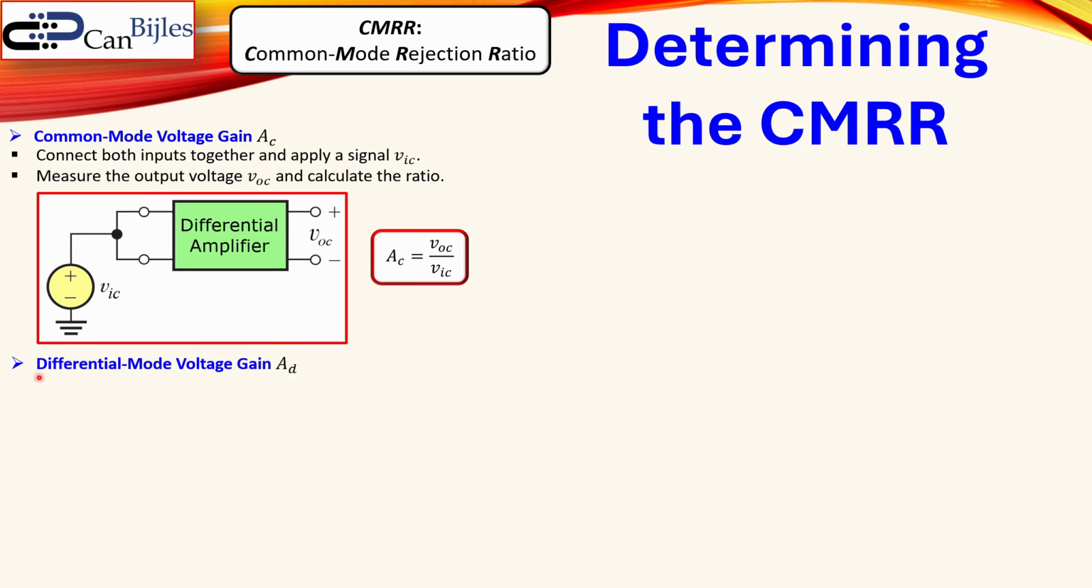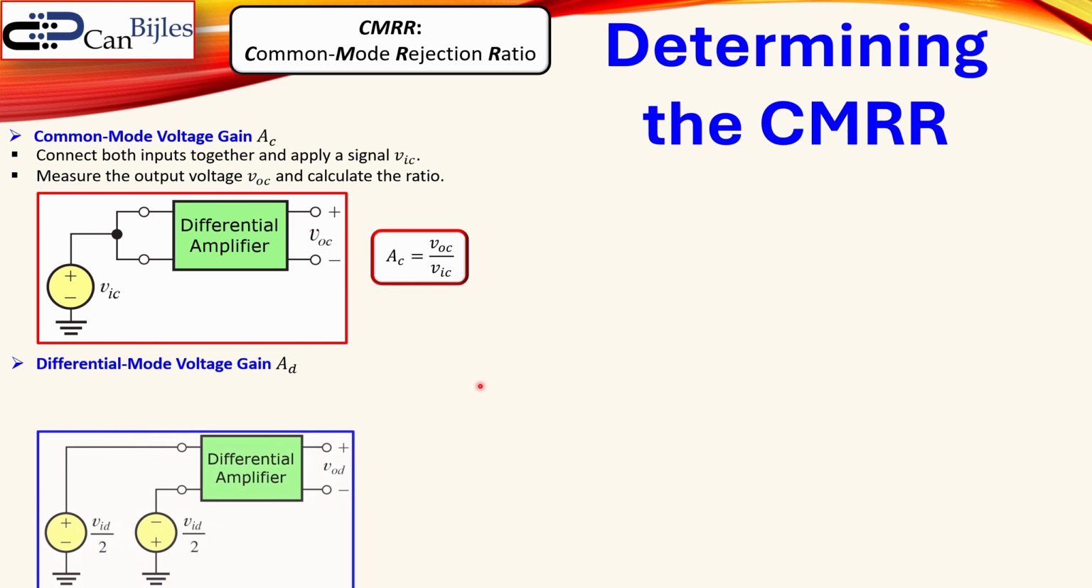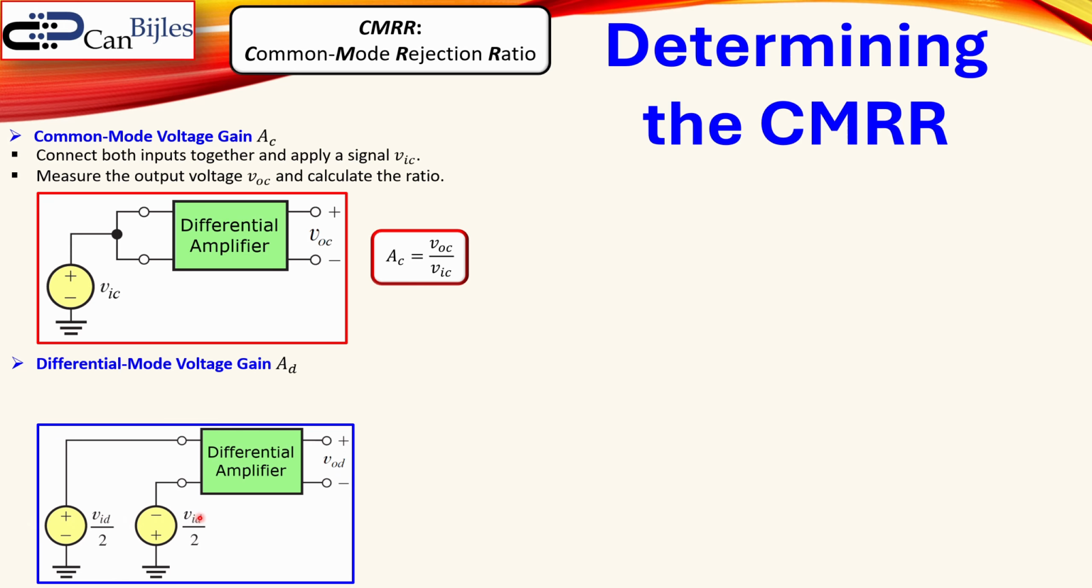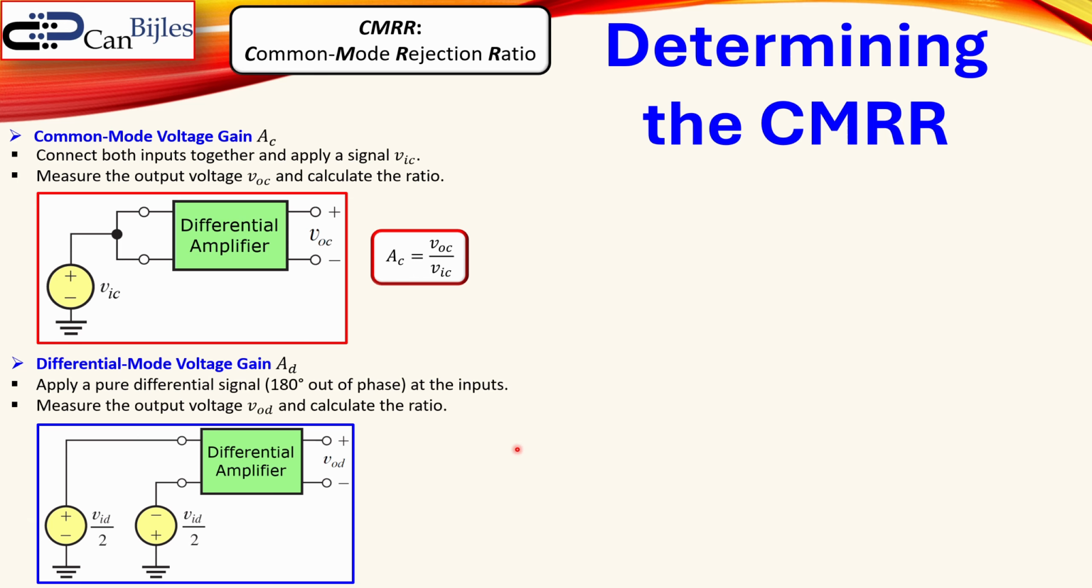In a similar way we will look at the differential mode voltage gain AD, and there we have two different signals which are out of phase, 180 degrees out of phase. So we apply a pure differential signal, meaning that these two signals are 180 degrees out of phase. That should be the condition. And then we again measure the output voltage here between these two nodes and then calculate the ratio.